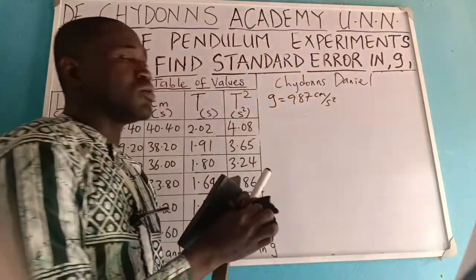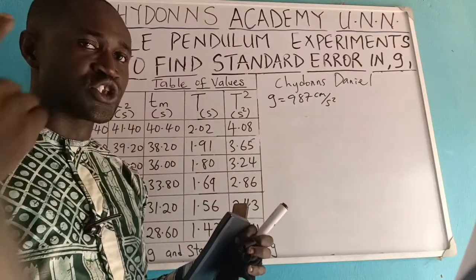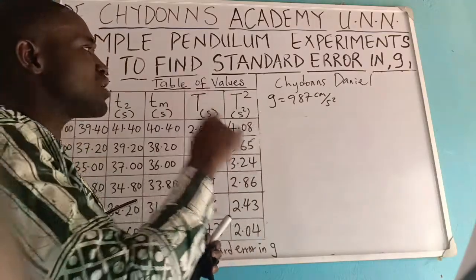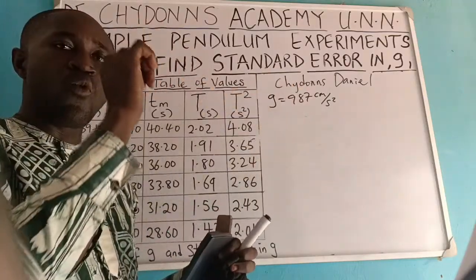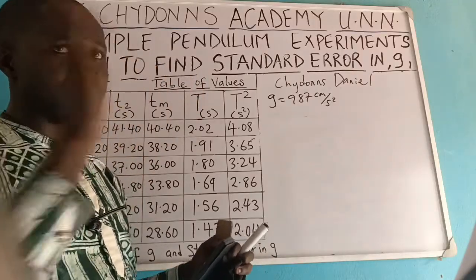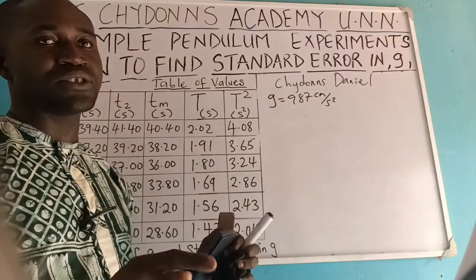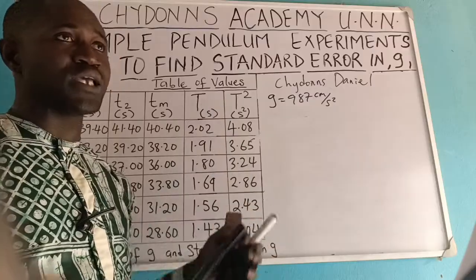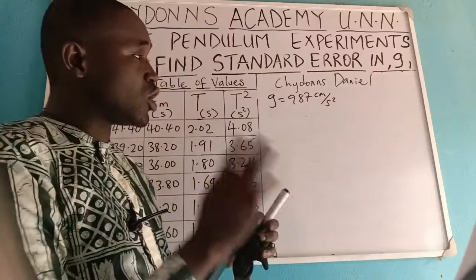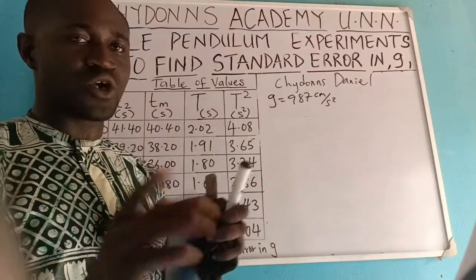In that video, remember I showed you how to get your error in slope. After we got our slope, I showed you there is a video I wrote, Chidons Daniel, ways of finding error in slope and intercept. That was the topic. I showed two possible ways you can do that. So I will not repeat that again. Just type Chidons Daniel, ways of finding errors in slope and intercept. You watch that video and enjoy it.